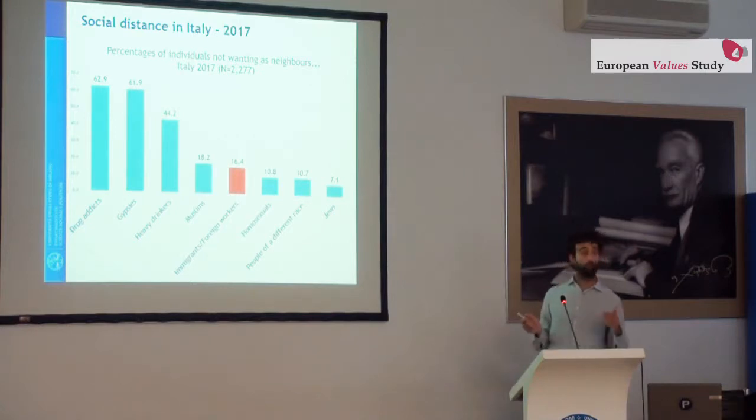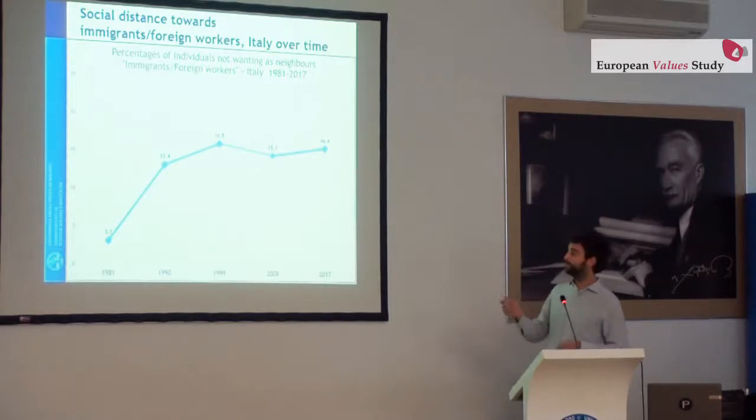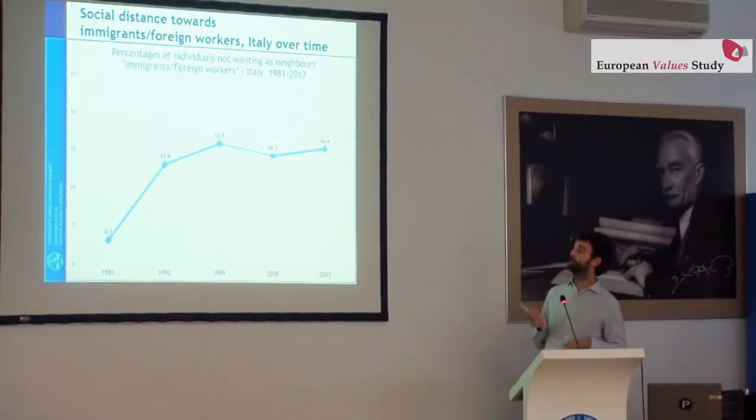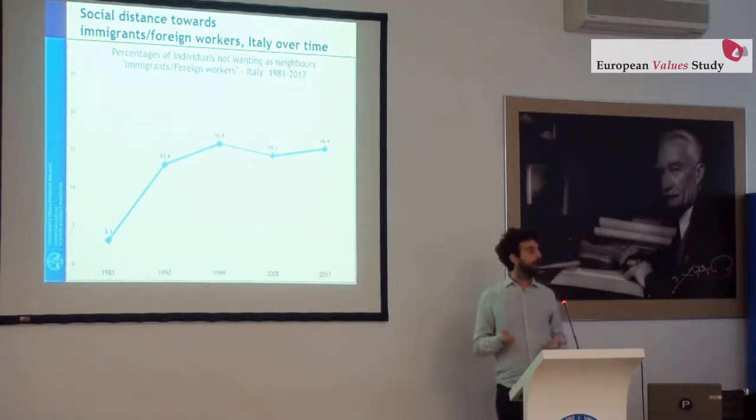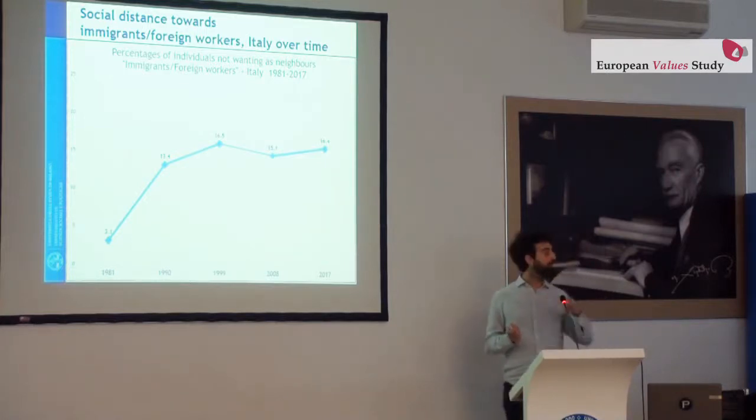If you want to look at it from a longitudinal perspective, in Italy, since 1990, there is a stability in the distribution of the item on immigrants and foreign workers. There is an outlier, which is 1981. Why? Because in 1981, in the Italian edition, we asked only about foreign workers, even if the original questionnaire asked about immigrants and foreign workers. So basically, there is stability over time.